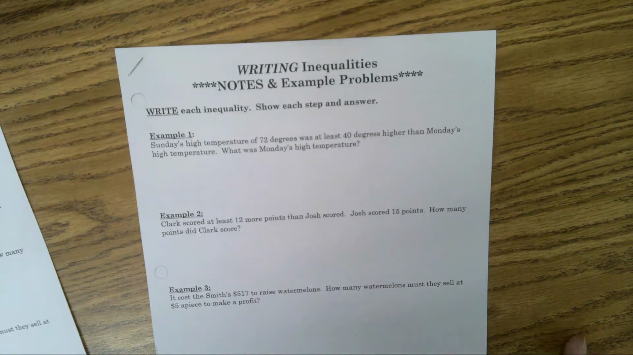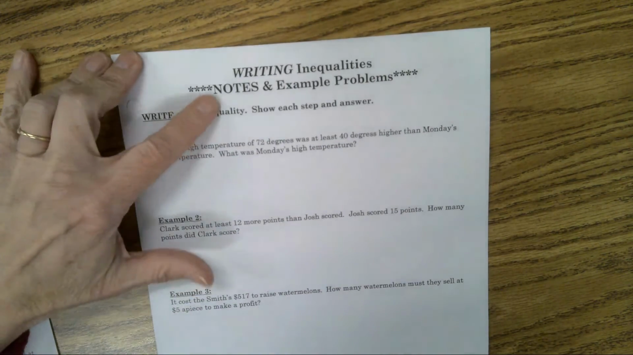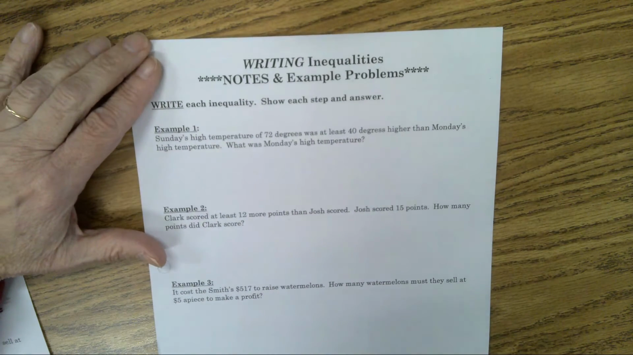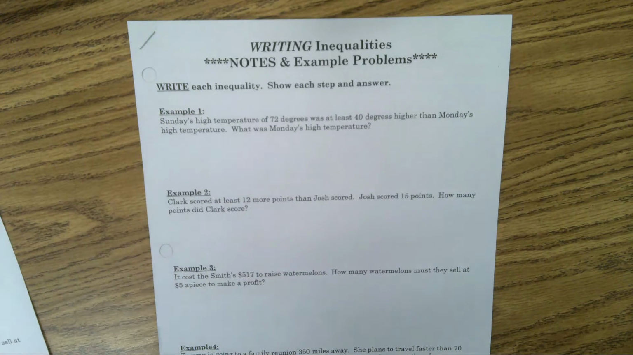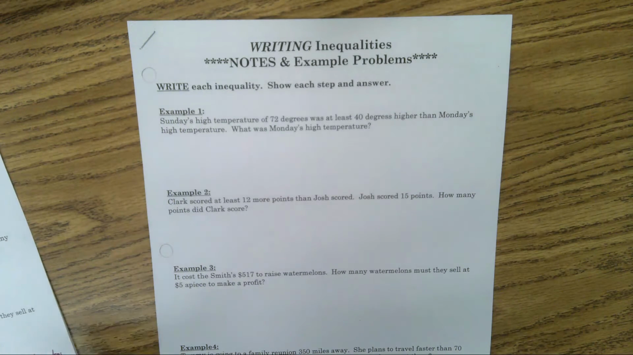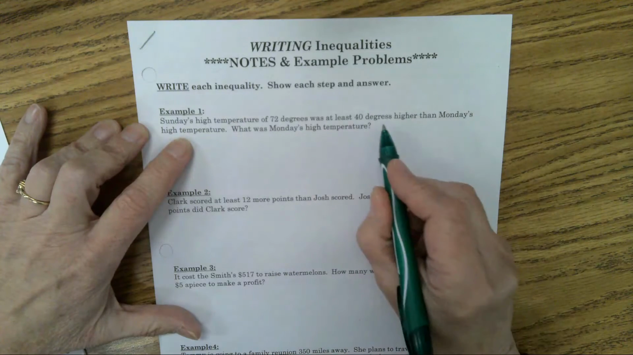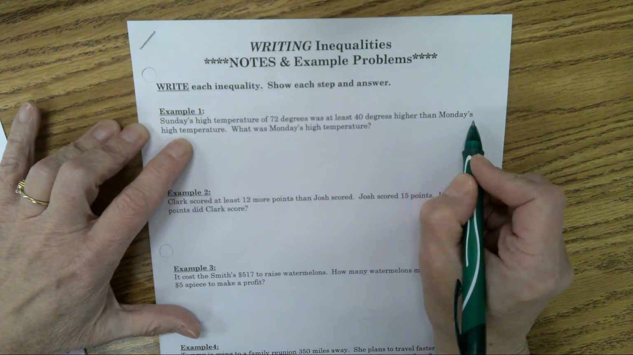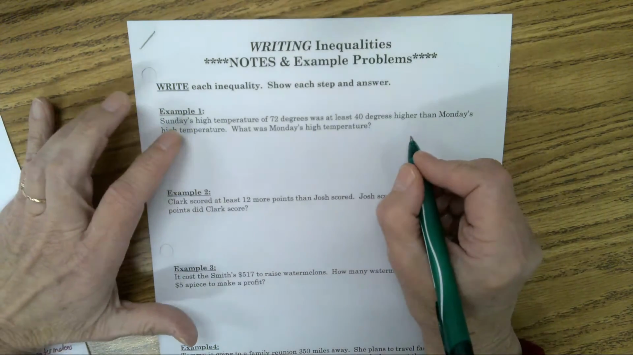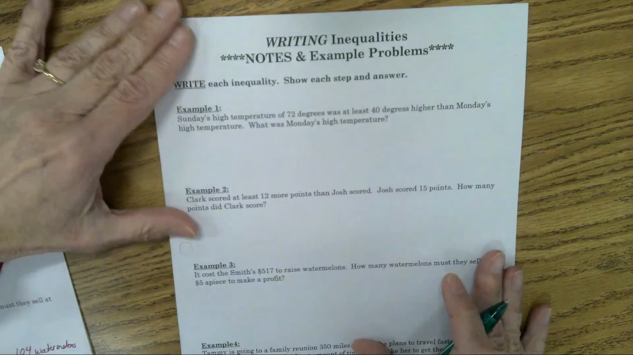All right. So now we are going to look at our notes for how to write inequality problems. You have to be very careful on these. If you are stuck, just pretend it says equal to it. And then at the end, you can put the correct inequality sign in, okay? So if you're having problems, you can do it that way. So let's go through an example 1. Sunday's high temperature of 72 degrees was at least 40 degrees higher than Monday's temperature. What was Monday's temperature?